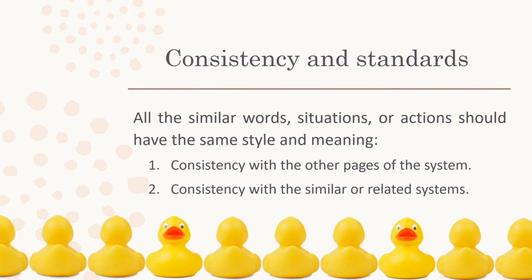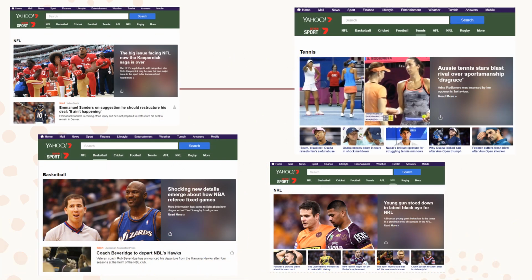The second design principle is consistency, which is about having a similar style for all the words and graphics on the website and following the same layout for all the pages of the system. Here you can see an example of consistency for all the pages of Yahoo Sport. As you can see, we have the same header, same color theme, and similar layout in all the pages.